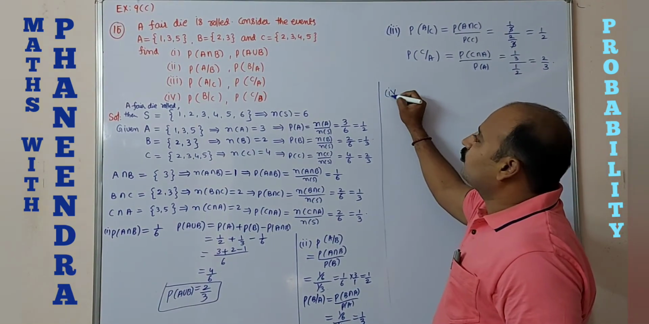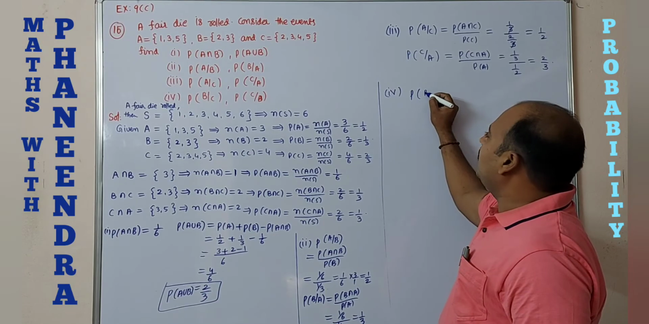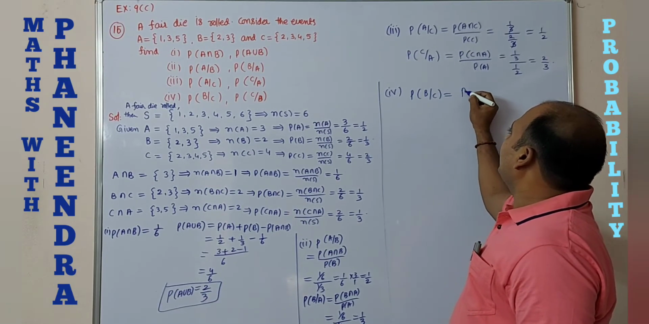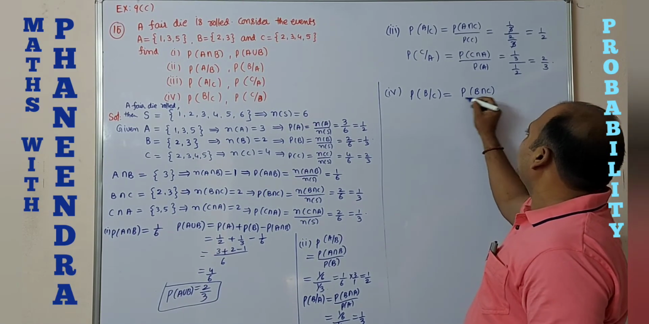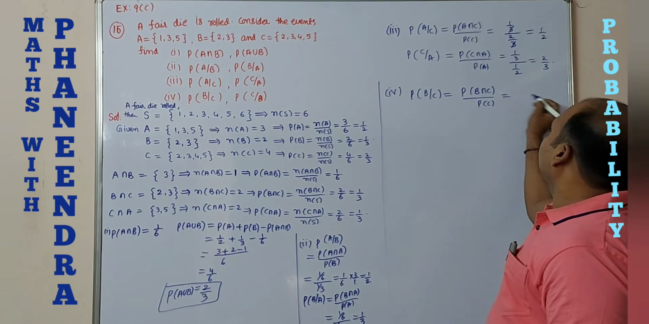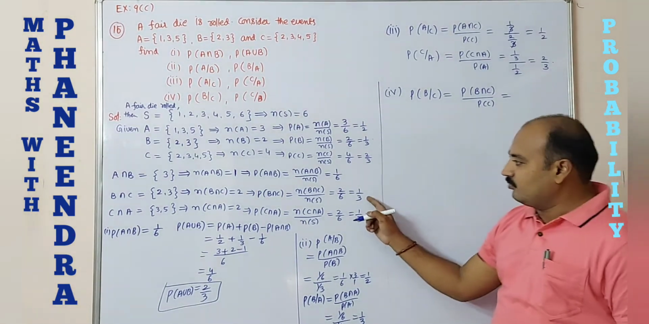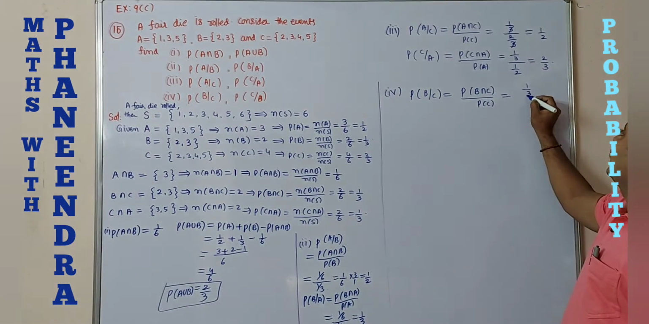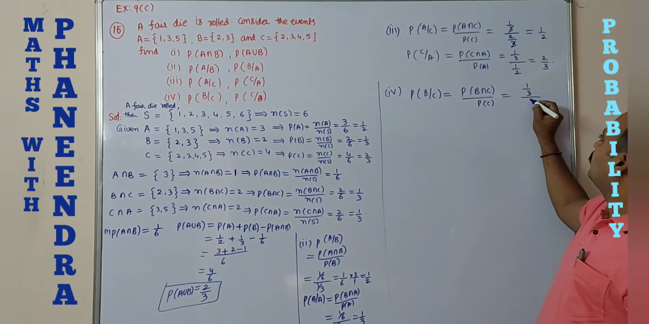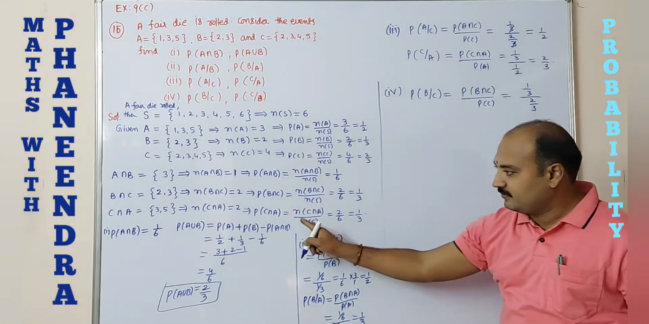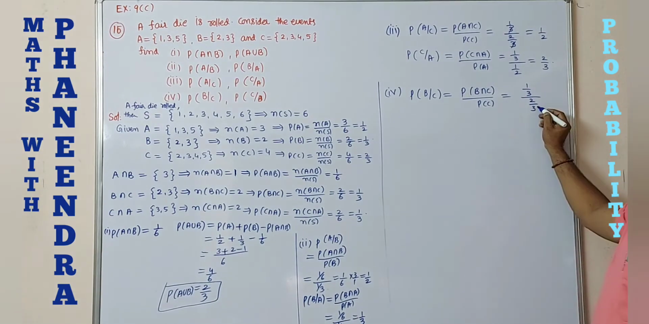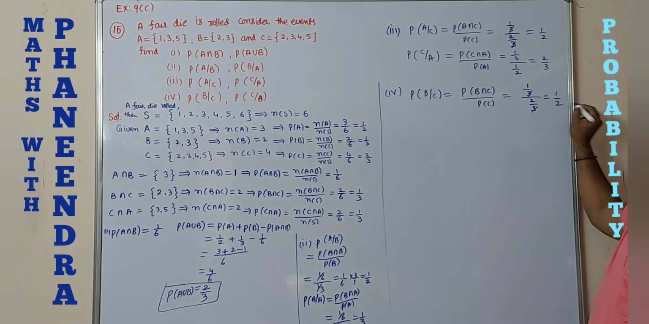Now come to the fourth one. P of B given C. So P of B intersection C divided by P of C. P of B intersection C is 1 by 3, by P of C value 2 by 3. So 3 3 get cancelled, 1 by 2.